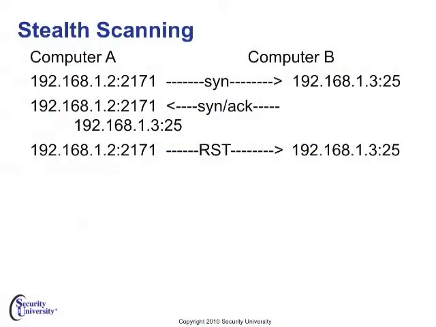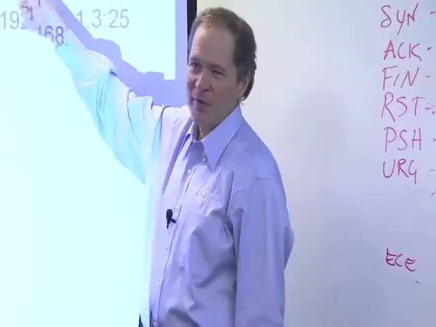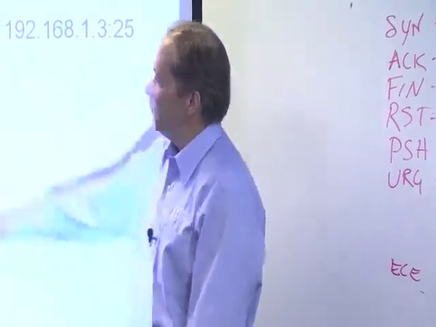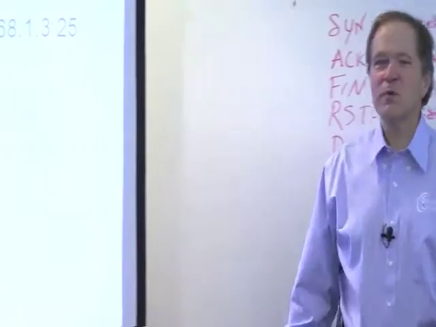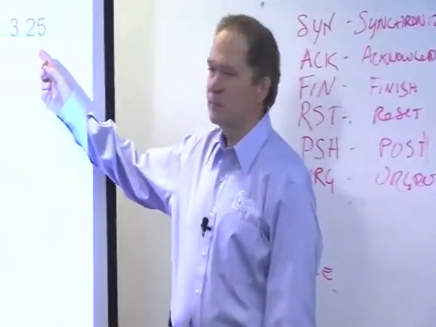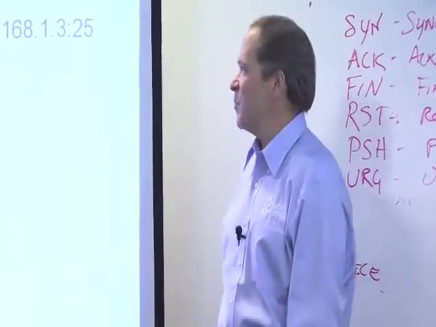So here's an example of stealth scanning, right? This is our client, or scanner in this case. This is our web server. So the scanner, computer A, sends over a SYN packet to 192.168.1.3. Notice these are both on the same subnet, right? It sends it over from some high port number, 2171. What port are they checking out? 25, SMTP. Email, right? The email server listens at that port.